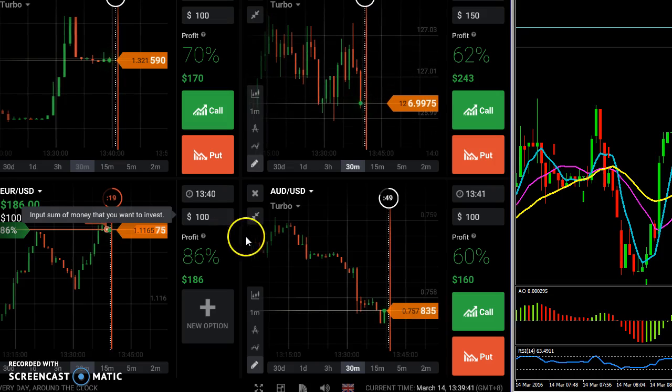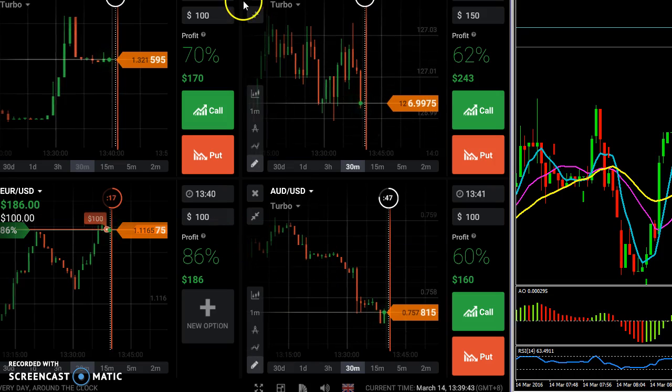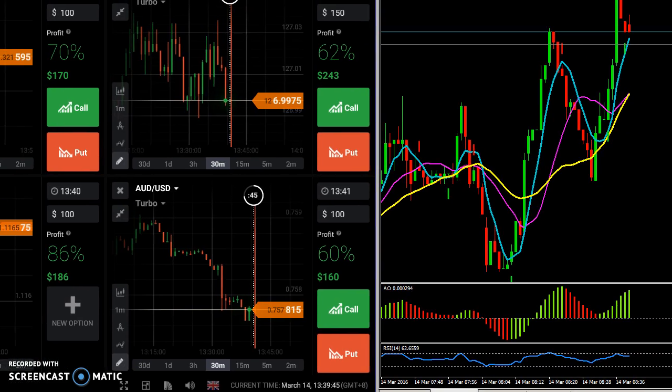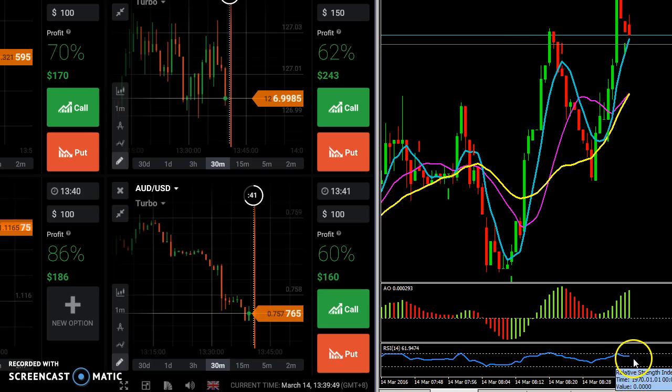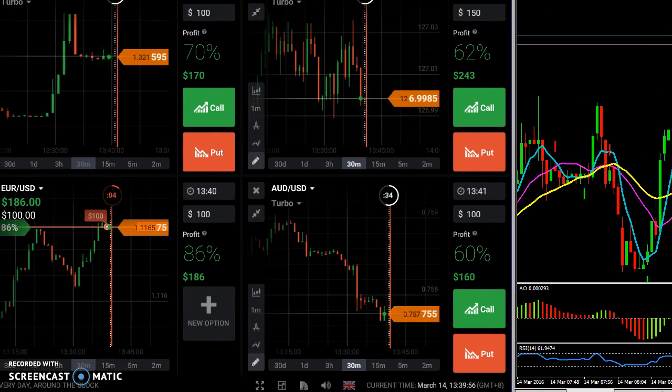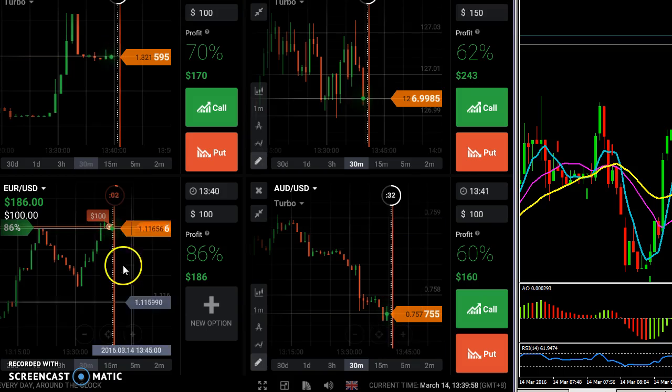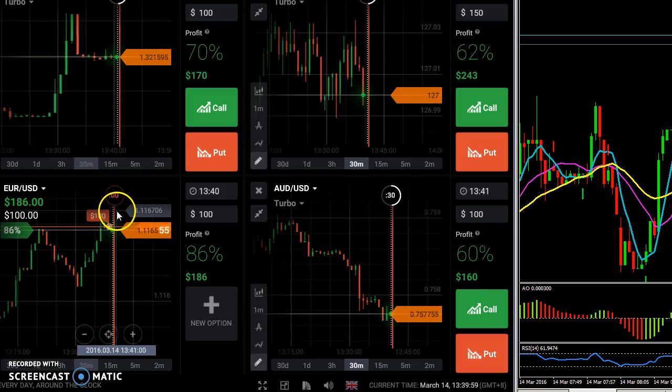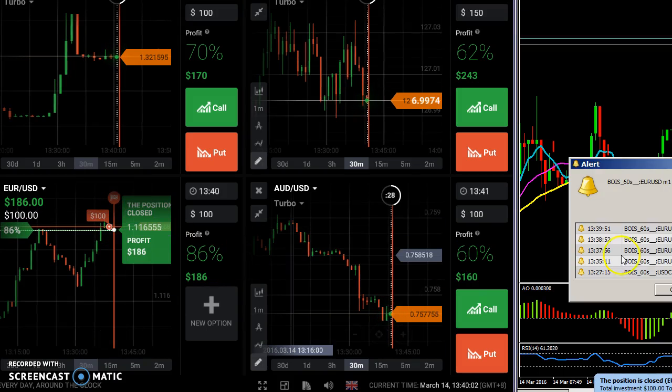That was a Euro USD call signal. But the reason I'm not taking it is because the RSI and the Awesome Oscillator are already at high levels. And it's hitting resistance, as you can see from the candle wick here. So I'm passing on that signal. And it looks like it's in the money for that put.